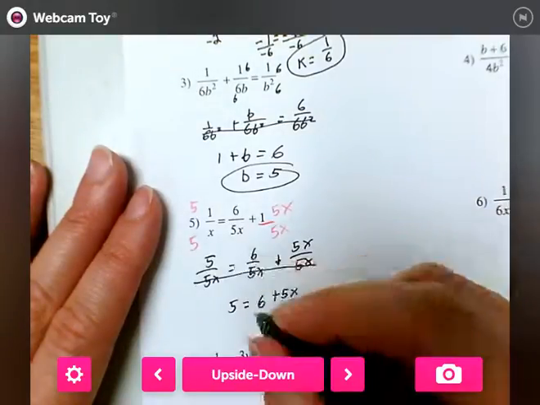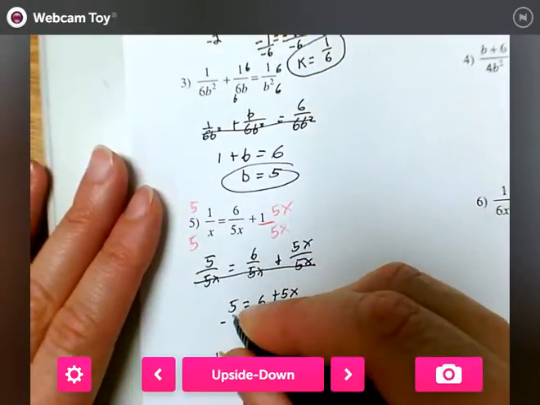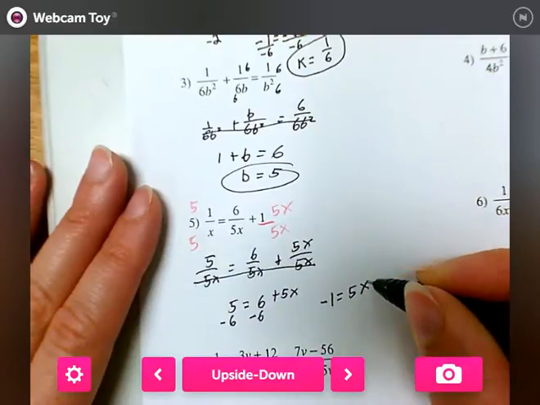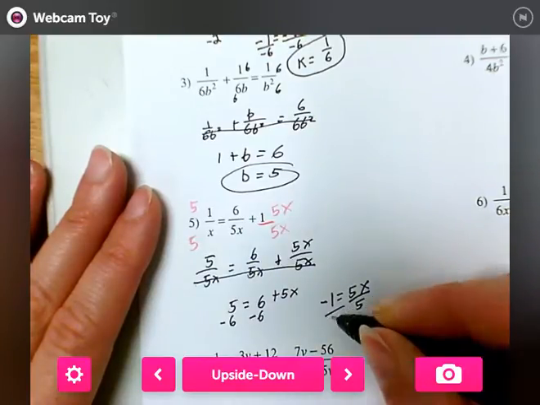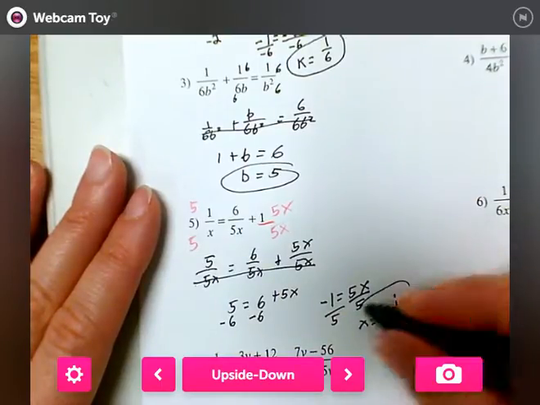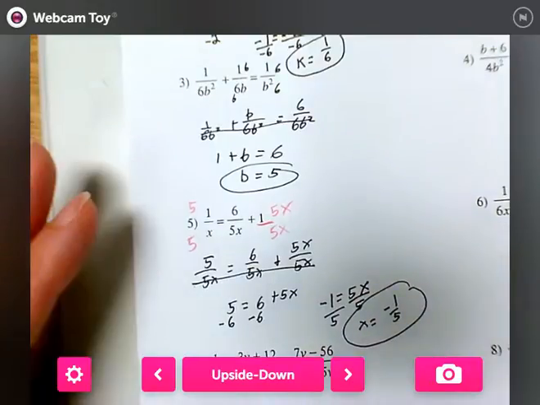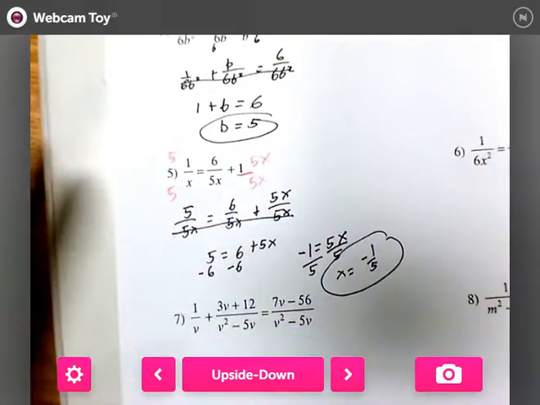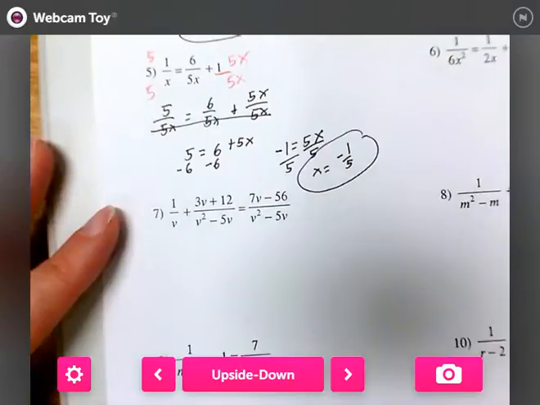Now I'm going to subtract 6 from both sides. And I get negative 1 equals 5x. I divide both sides by 5. X is just going to equal negative 1/5, excuse me. A fraction's fine. It can still be the right answer. I know, you guys hate fractions. I get it.